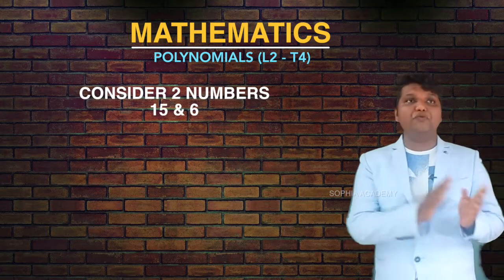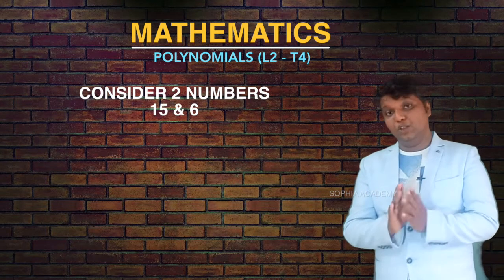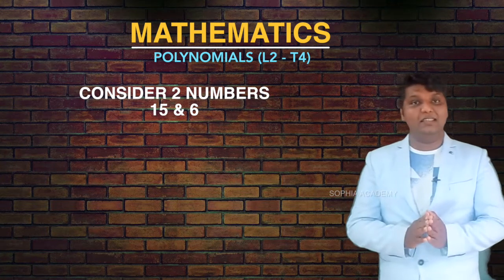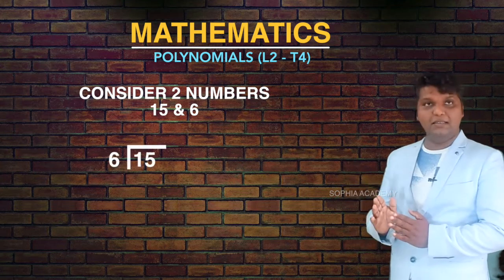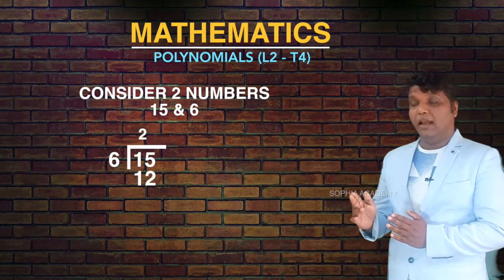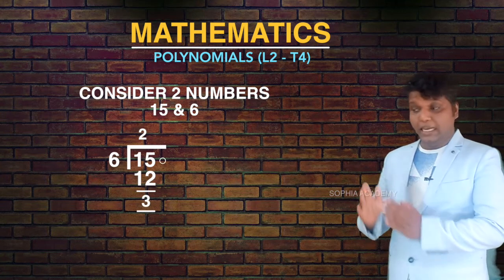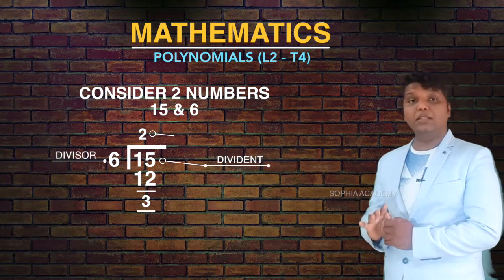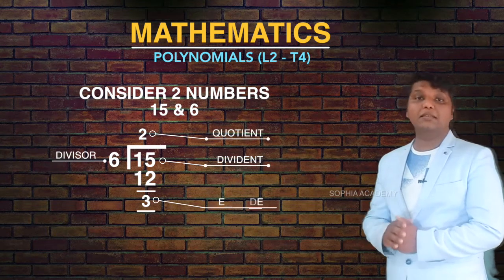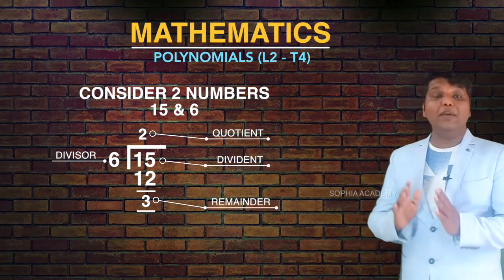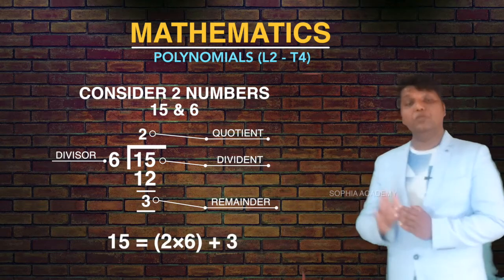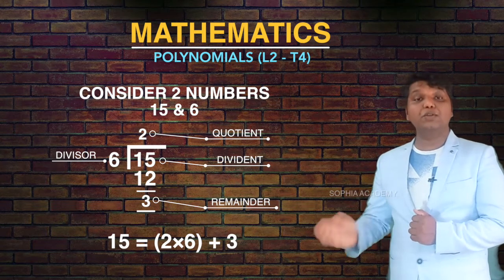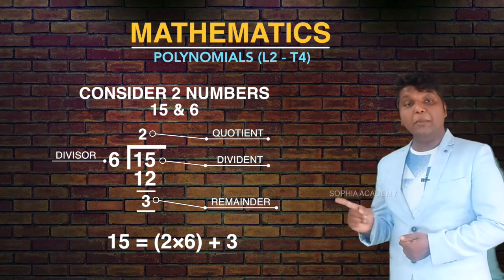Just consider two numbers, 15 and 6. Let us divide 15 by 6. What will you get? When 15 is divided by 6, 6 twos are 12 and the remainder is 3. That means here 15 is the dividend, 6 is the divisor, and q is the quotient you received, and the remainder is 3, right? So we can write 15 is equal to 2 into 6 plus 3. So here you saw the remainder as 3.